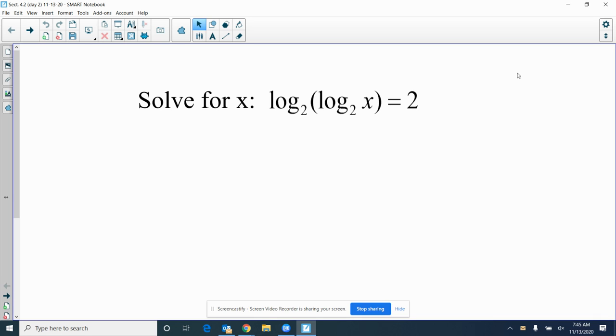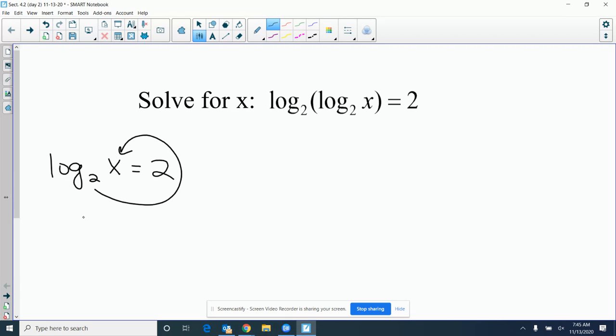All right, what if I gave you log base 2 of x equals 2? What would you do with that? Okay, I'm going to tell you, write that in exponential form. What would that look like? 2 to the second. 2 to the second equals x, right? 2 to the second equals x.